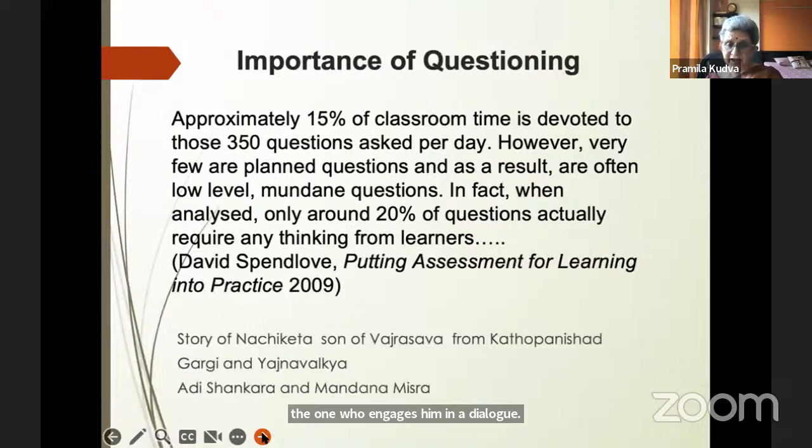Third one, Adi Shankara and Mandana Mishra, which was not all that old, but Adi Shankara and Mandana Mishra used to have debates, and people would congregate to listen to them and learn. So questioning was given a lot of importance, because unless you ask a question, the windows of learning don't open.